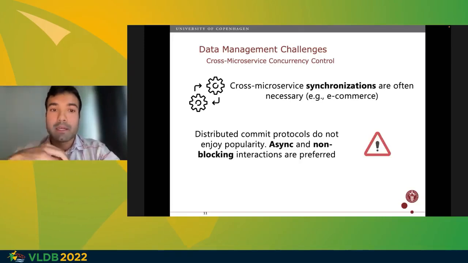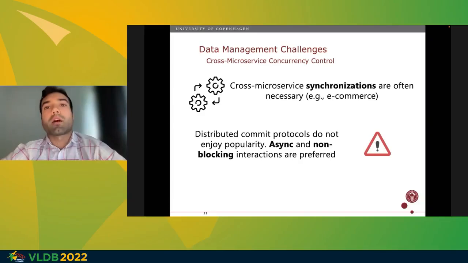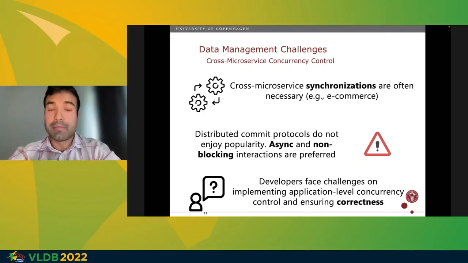We have found that these traditional distributed commit protocols that our community has been building for years do not enjoy much popularity in microservice architectures. Developers are going for more asynchronous and non-blocking interactions. But at the same time, they prefer going for this new way of synchronizing microservices. They also face challenges on implementing concurrency control at the application level and ensuring the correctness of the data.